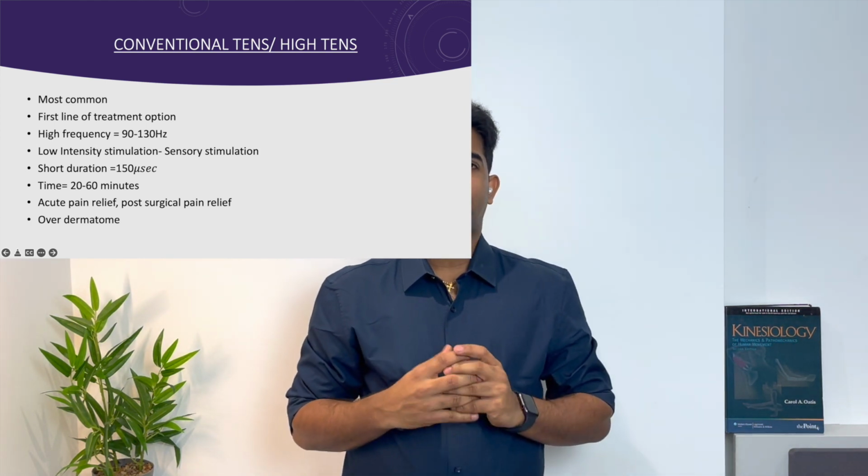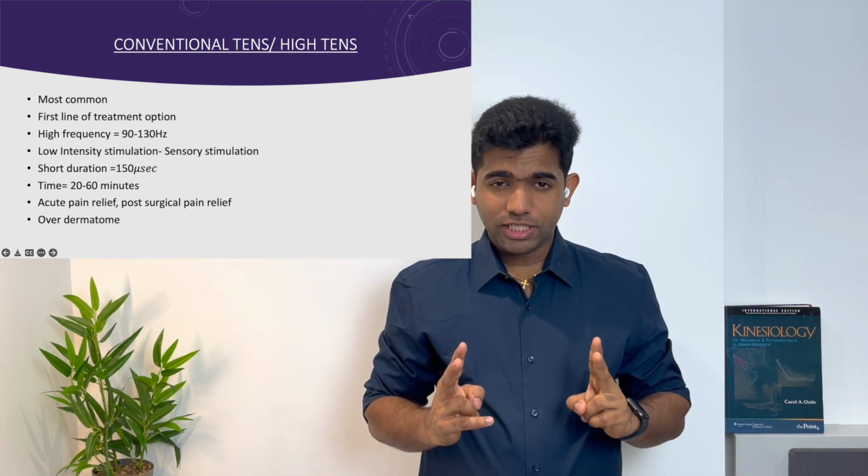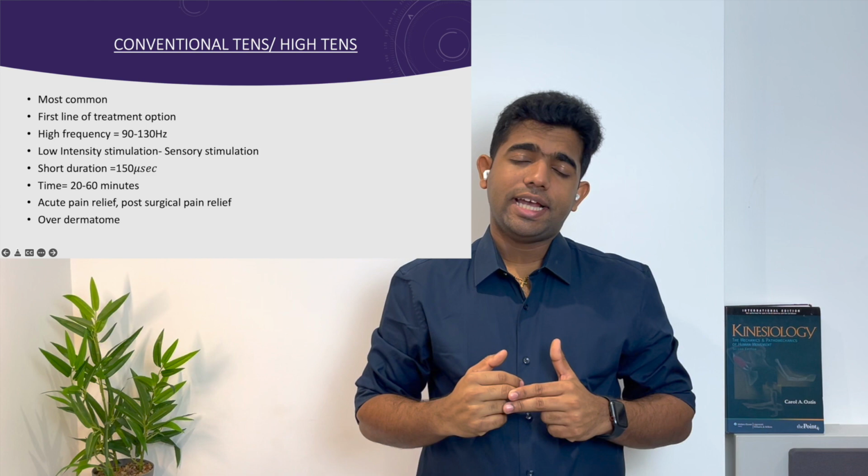So these are the few important things that we have seen regarding conventional TENS. Let's just summarize. It's the most widely used modality. It is the most common and first line of treatment. It is of high frequency, around 90 to 130 hertz, and a short pulse duration, 150 microseconds. It is of low intensity. The treatment time is 20 to 60 minutes, and it is primarily used for acute pain relief and post-operative pain relief. And the electrodes are placed on the dermatomes for pain relief.